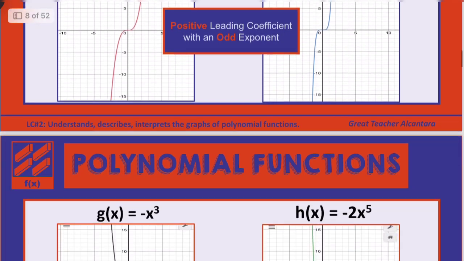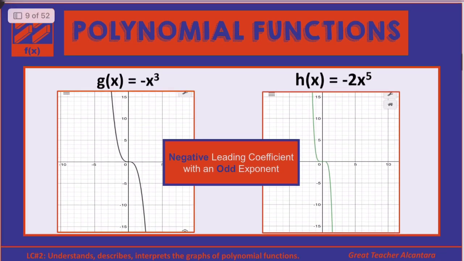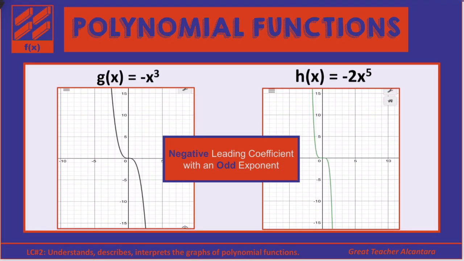Next is if we have polynomial functions where we have a negative leading coefficient, as you can notice, negative x cubed. Then the one on the right is negative 2x raised to 5. So their exponents are also odd. And basically, it's similar to the one that was previously given, but this time around, it's flipped. And that's the effect of having a negative leading coefficient.